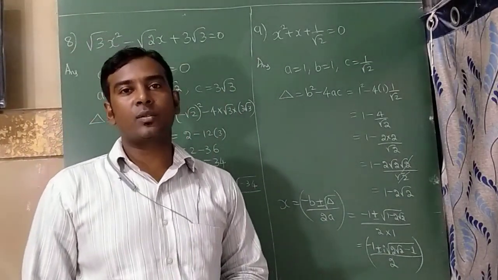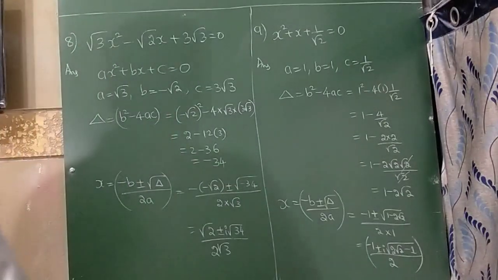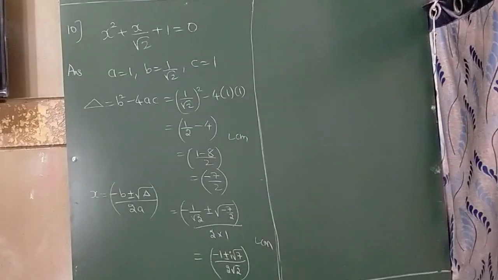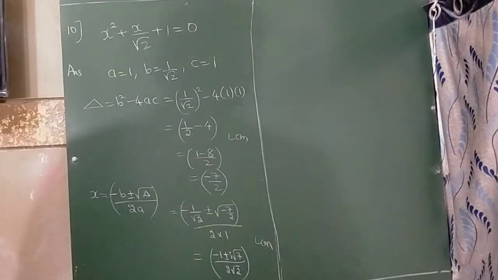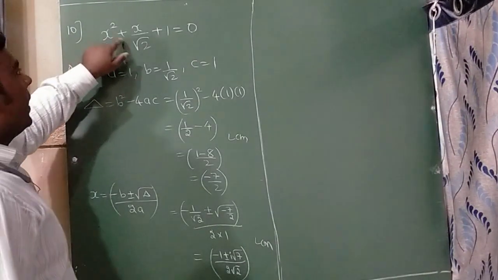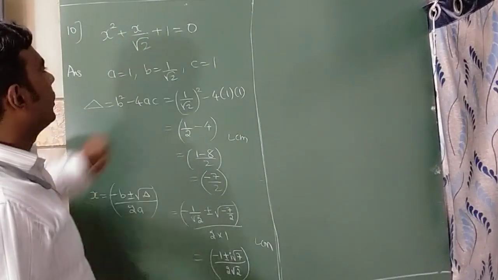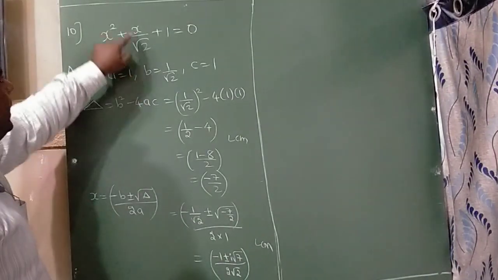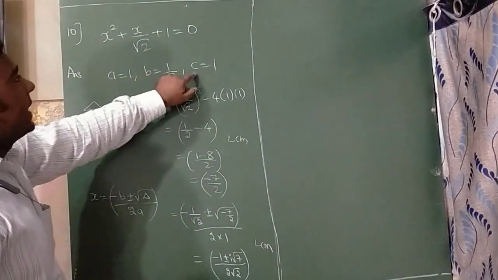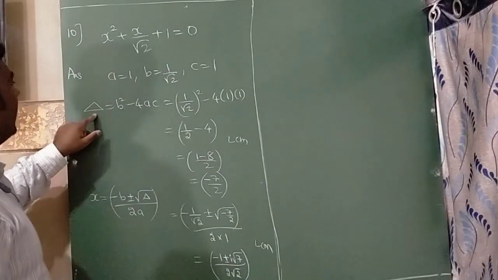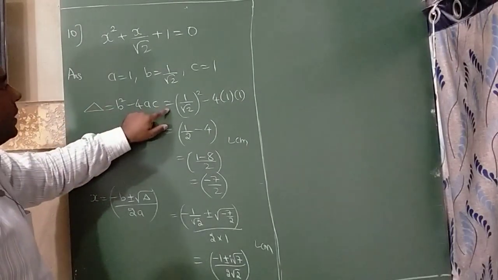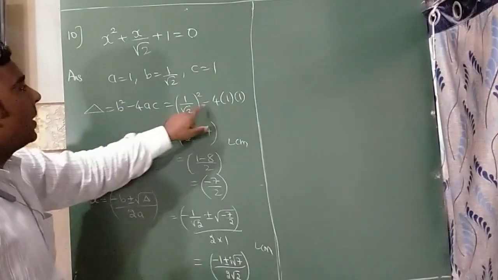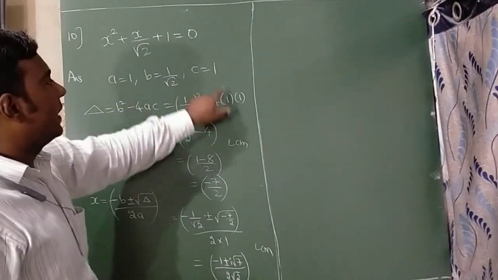Let's move on to the last question, that is the 10th question. Here the 10th question is x square plus x upon root 2 plus 1 is equal to 0. Now a, the first coefficient, is 1, b is 1 divided by root 2 and c is 1. Now delta is equal to b square minus 4ac, b is 1 upon root 2 square, since it is b square, minus 4, the a value is 1, the c value is 1.